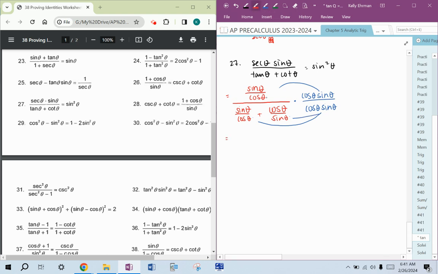So in the top, the cosines cancel, but you're left with sine squared, which is a good sign. We're supposed to get that in the end. In the bottom, the cosines would cancel, and you'd be left with sine squared again, plus, in the second fraction, the sines would cancel, left with cosine squared. And of course, we know sine squared plus cosine squared is equal to 1 because of the Pythagorean identity. So this is equal to sine squared.